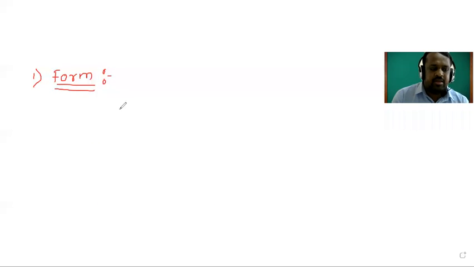First, I will write here. The first type of geometrical tolerance is form type tolerance. Form means it is the shape. In this type of geometrical tolerance, there are 4 characteristics. What are these?